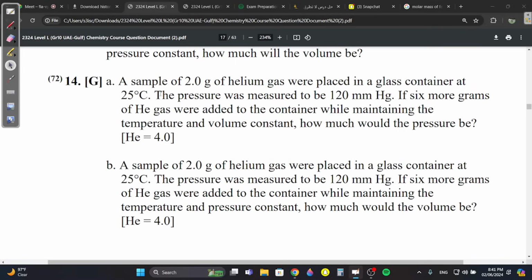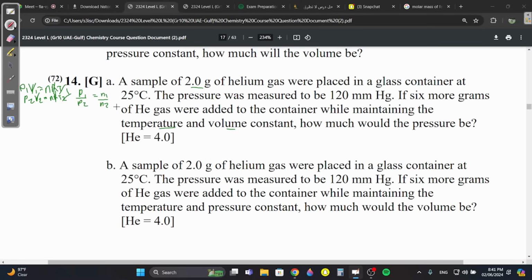A sample of 2 grams of helium gas was placed in a container at 25 degrees Celsius. The pressure was measured to be 120 mmHg. If 6 more grams of helium gas were added to the container while maintaining the temperature and volume constant, how much would the pressure be? Now since we're talking about grams, we need to keep the moles. We can't cancel the moles anymore. So P1 V1 equals nRT1, P2 V2 equals nRT2. Temperature and volume are constant, so we cancel them. So P1 over P2 equals n1 over n2.